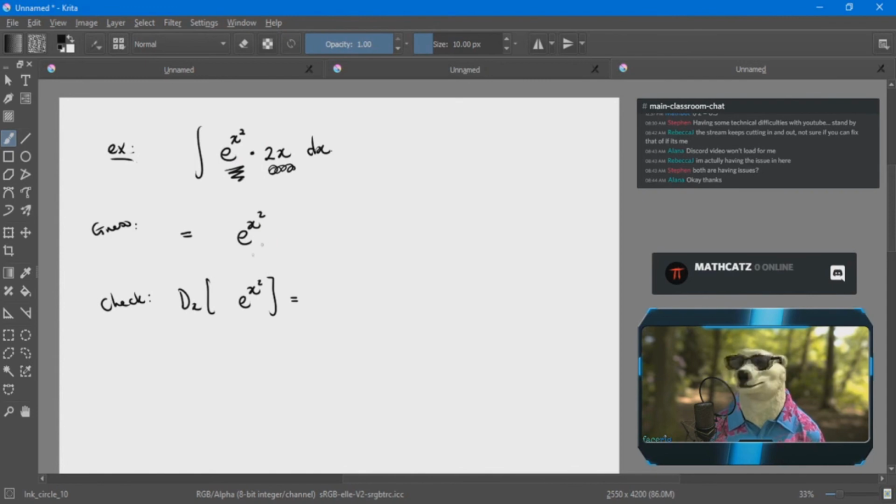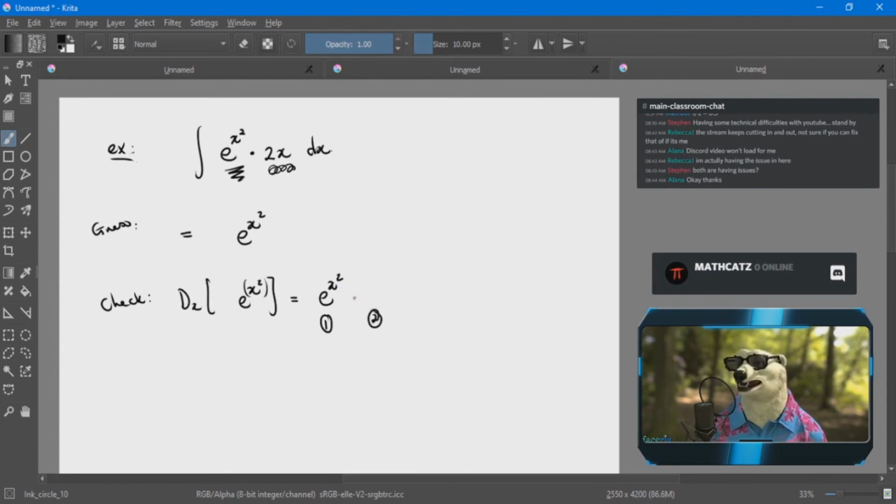Because it's e to the something, it's going to have to be e to that something. But now I have a function of a function in my derivative to check. And I'm back to the early chapters: derivative, chain rule, nothing strange. So it's e to the something. The first part of the chain rule says take the derivative of e to the something, which is e to the something.